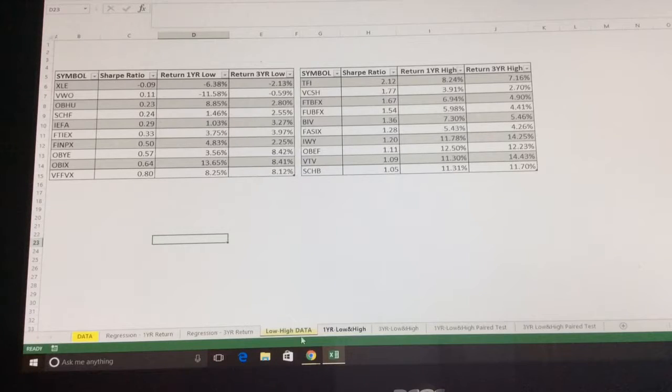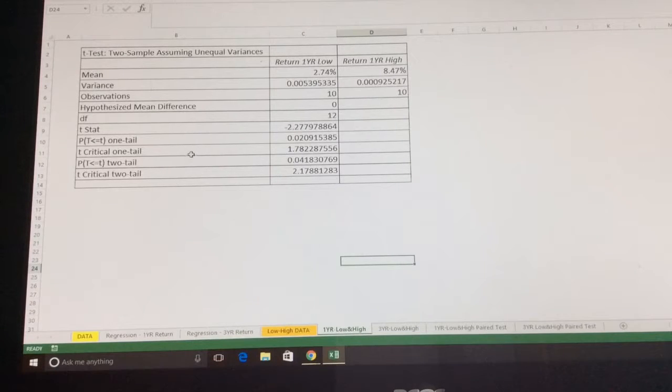And so basically we're going to compare the 1-year return, and we're going to compare the low to the high. We just ran a 2-sample t-test assuming unequal variances. As you can see, we are comparing the 1-year returns on the funds that had the 10 lowest Sharpe ratios and the 10 that had the highest Sharpe ratios.